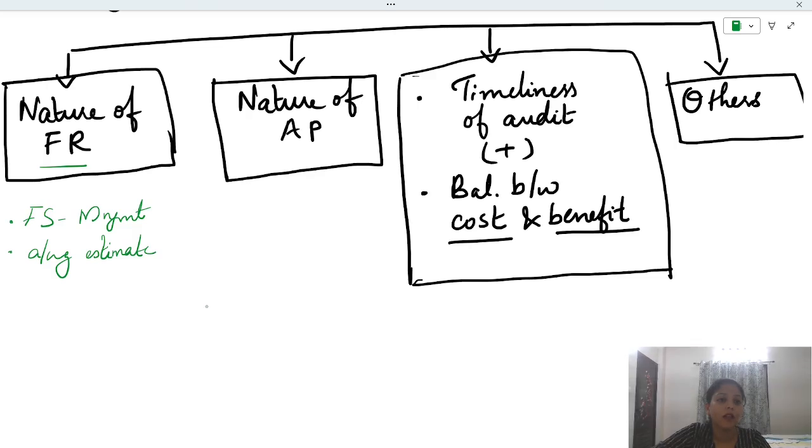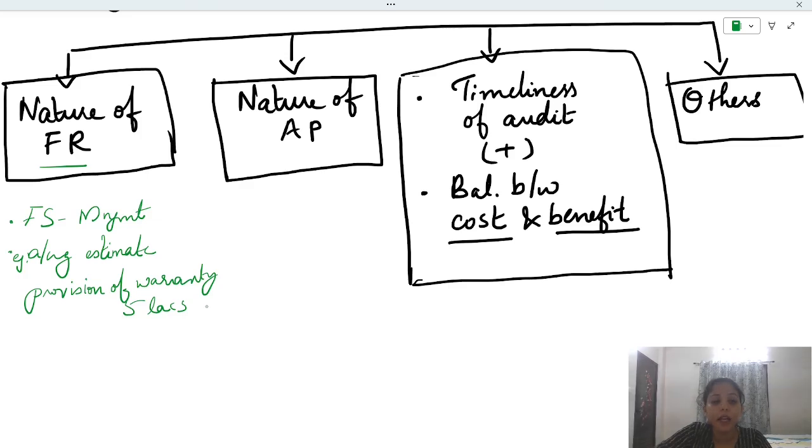Okay, this is an example. They have provided for warranty. So the provision of warranty in FS is 5 lakh. They have kept a provision of 5 lakhs. Can you say that this 5 lakh is going to happen? Can you give 100% assurance because you are performing so much audit procedure on this FS?